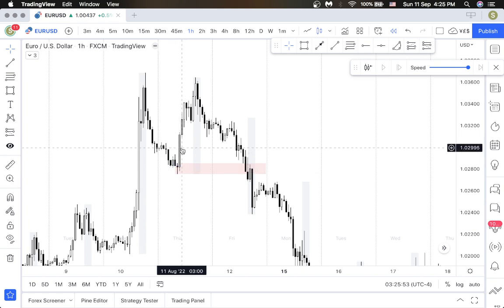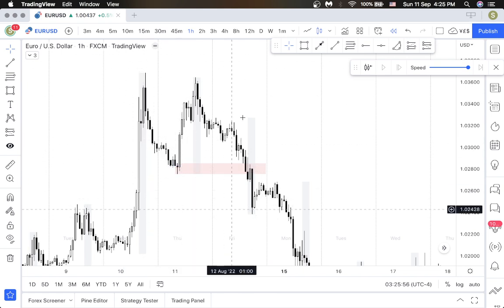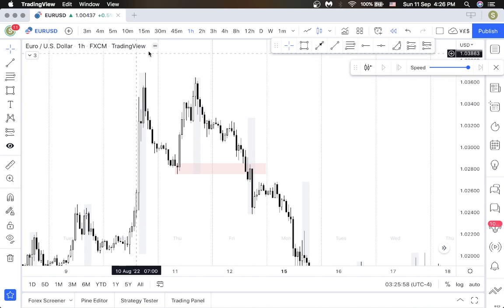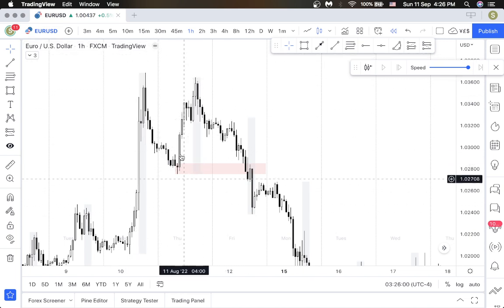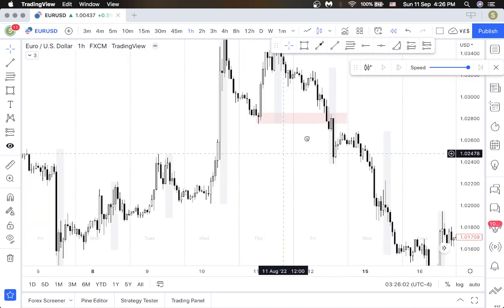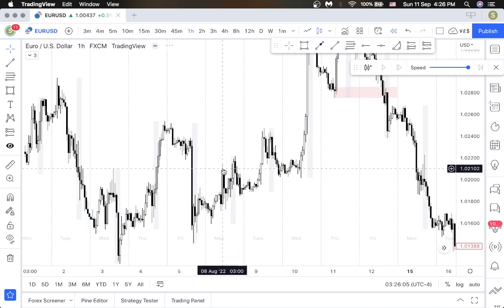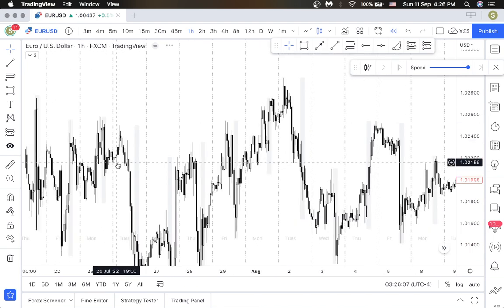There is an imbalance, yes, but there's nothing else telling me that we're going to go higher. There's no break of structure, so there's no intent to go higher. So why are you buying from here? Okay, yeah, that was a good example. Let's look for more examples.